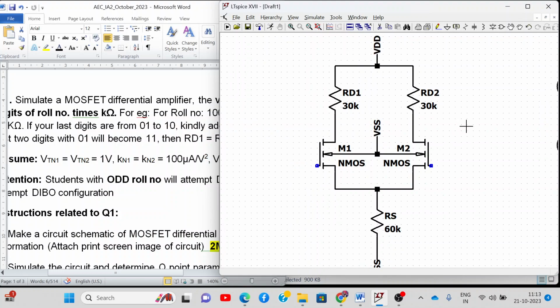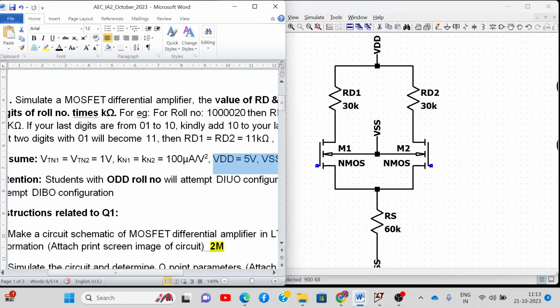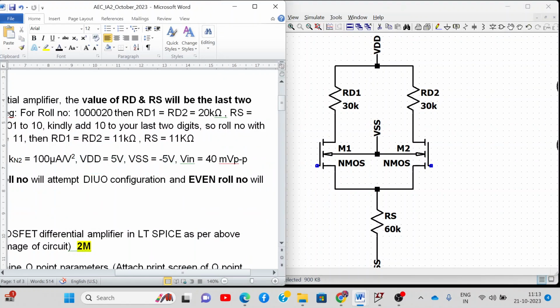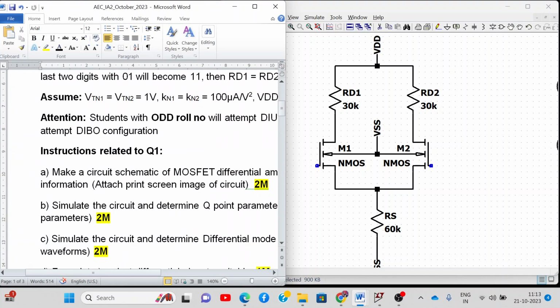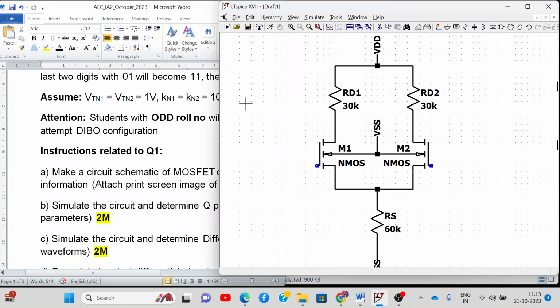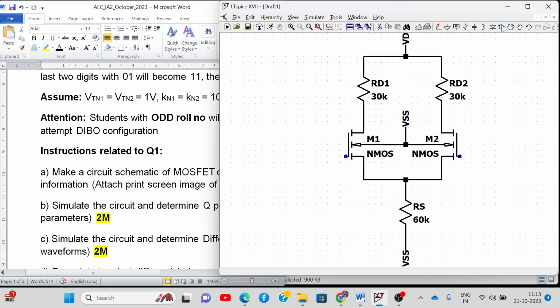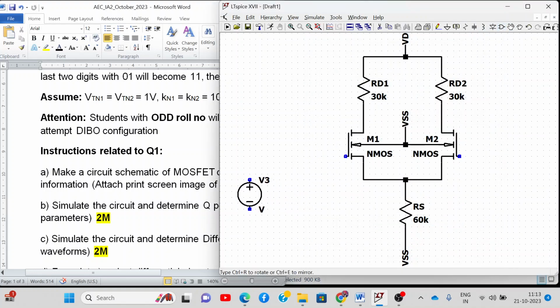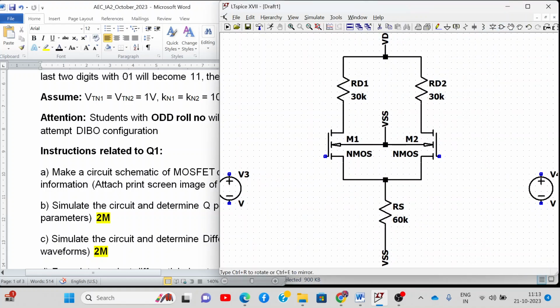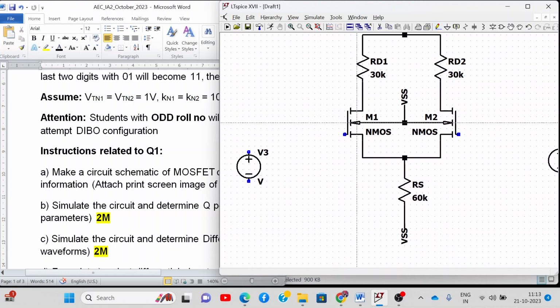Now we need to apply input. Input is given as 40 millivolt peak to peak. Since it's a differential amplifier, we have to apply differential inputs. So how will you apply them? Here I will again select a voltage supply, and I'll connect it over here and the other one over here.